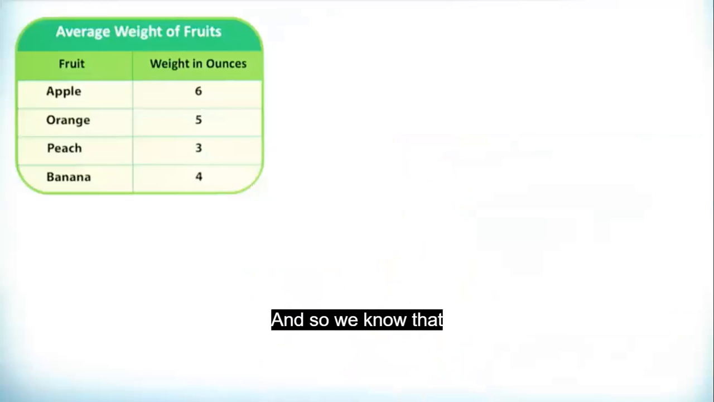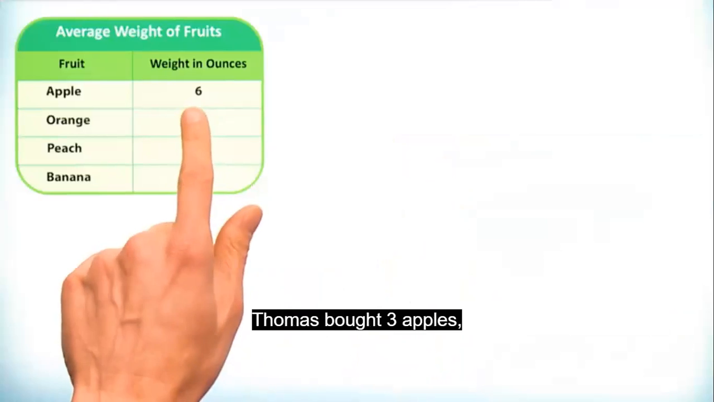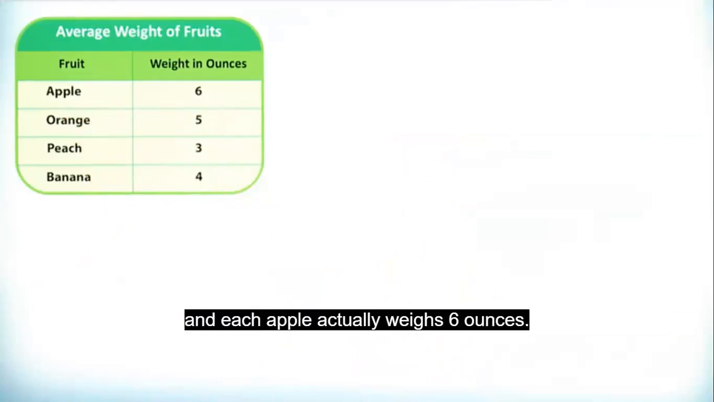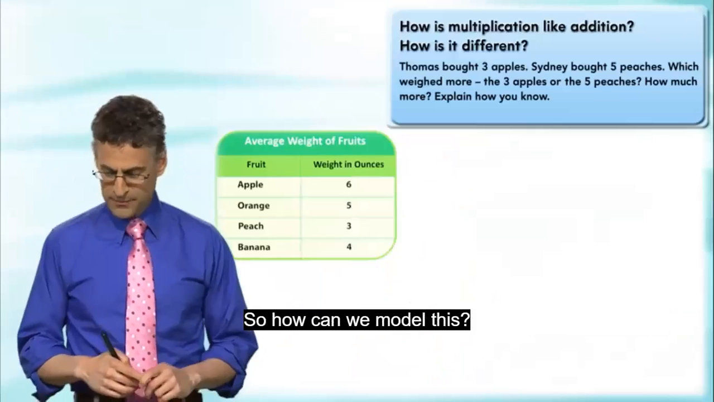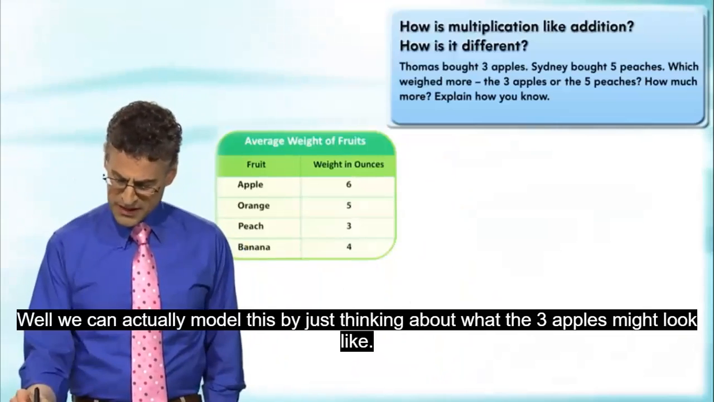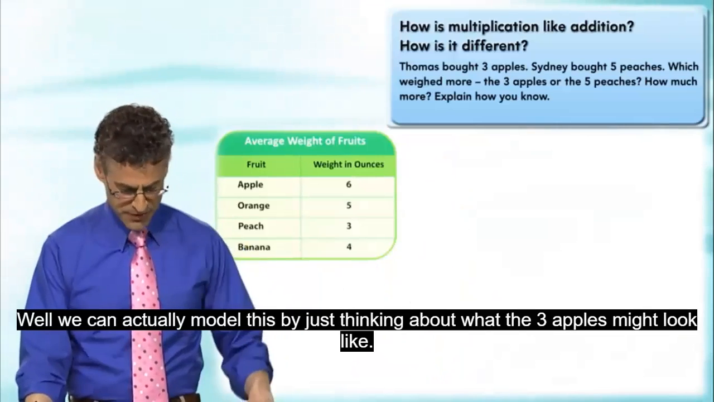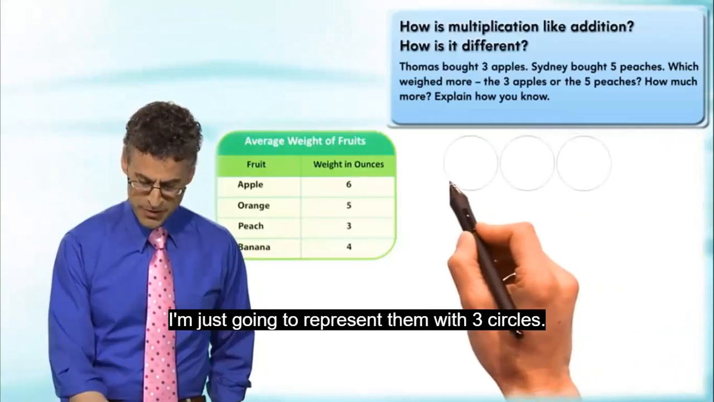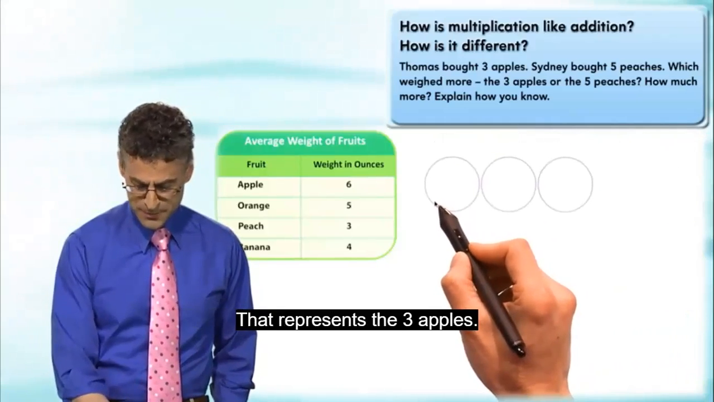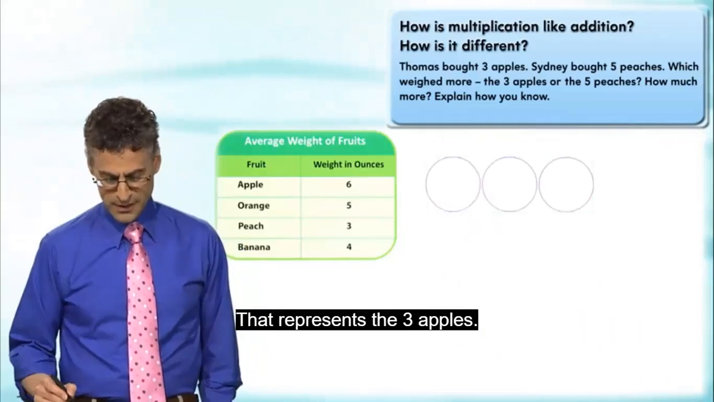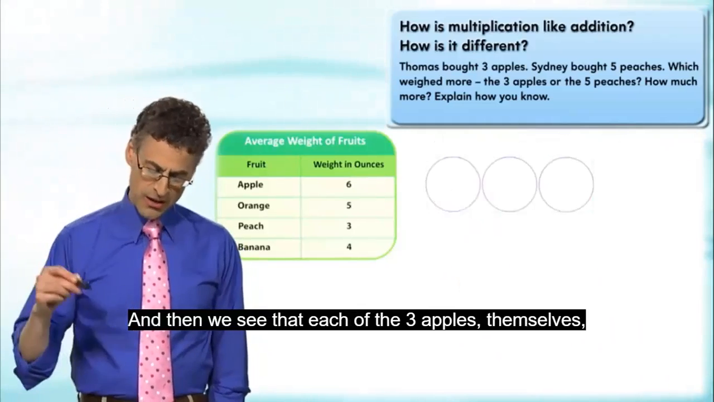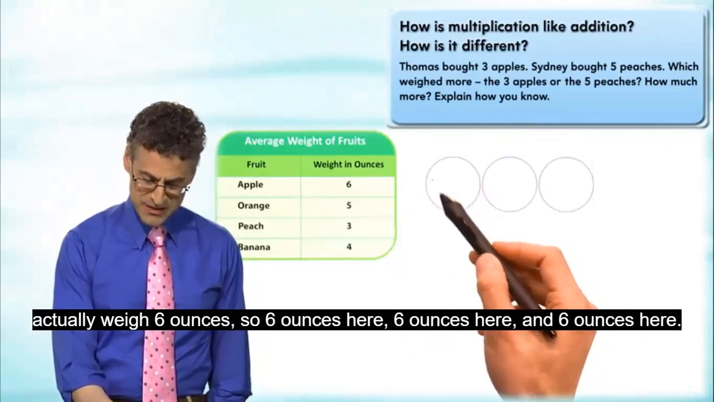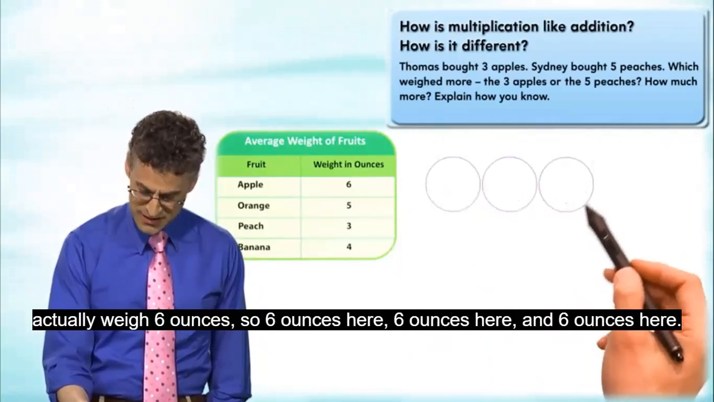And so we know that Thomas bought 3 apples, and each apple actually weighs 6 ounces. So how can we model this? Well, we could actually model this by just thinking about what the 3 apples might look like. I'm just going to represent them with 3 circles. So that represents the 3 apples. And then we see that each of the 3 apples themselves actually weigh 6 ounces. So 6 ounces here, 6 ounces here, and 6 ounces here.